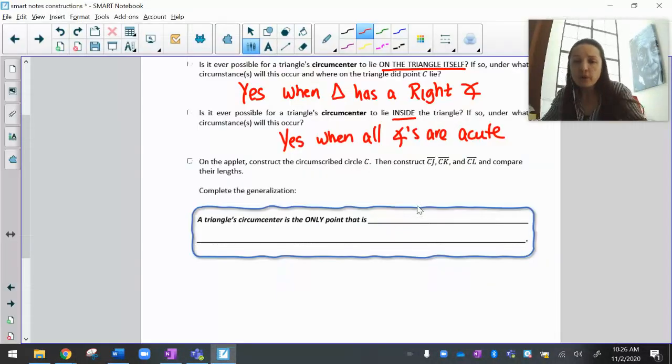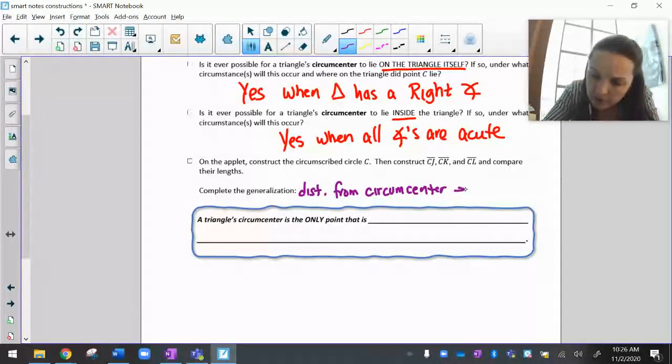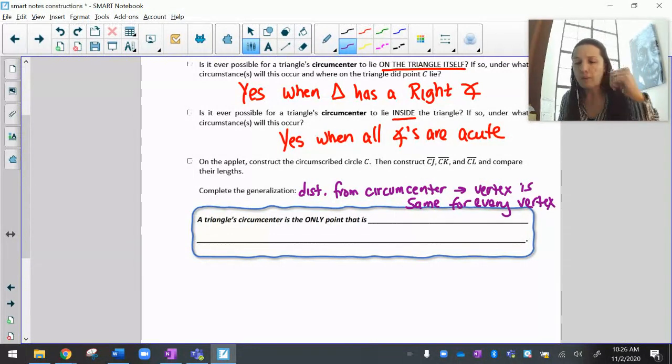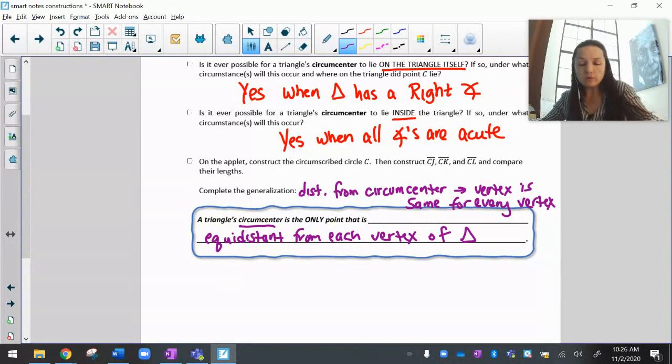Oops, went too far. So on the applet, construct that, complete the generalization. The distance from the circumcenter to the vertex is the same for every vertex. And in a shorter context, that means a triangle circumcenter is the only point that is equidistant from each vertex of the triangle.